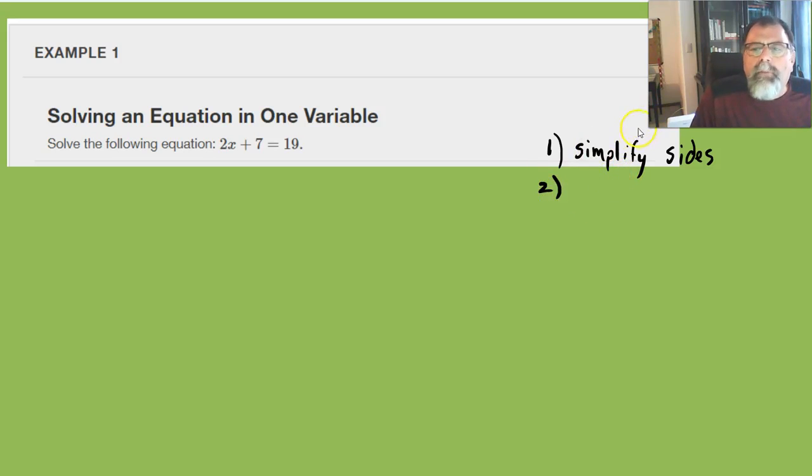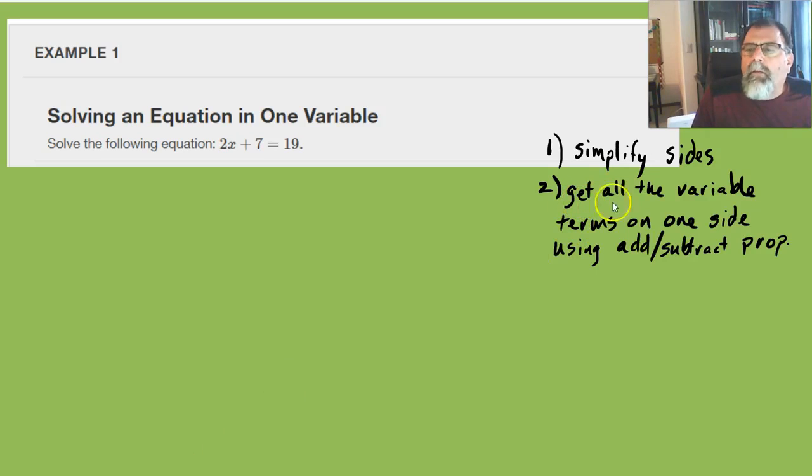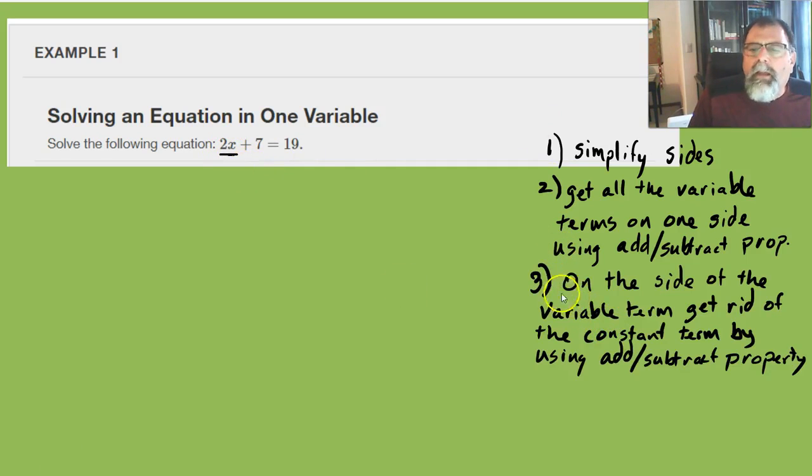Okay, once both sides are simplified, then step 2, I want to get all the variable terms on one side using the add/subtract property. So here we only have 2x and there's no other variable terms, so steps 1 and 2 are done. There's nothing to do there. Okay, so step 3 now is on the side of the variable term. You can see on the left side of the equation, we have the 2x. We want to get rid of the constant term, the numbers with no variable, by using the add/subtract property.